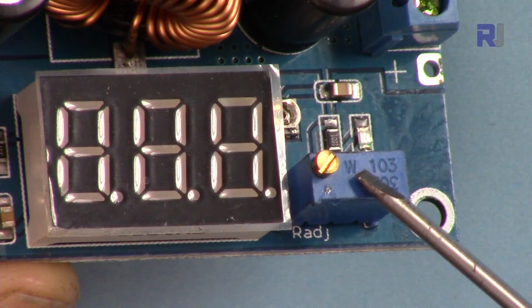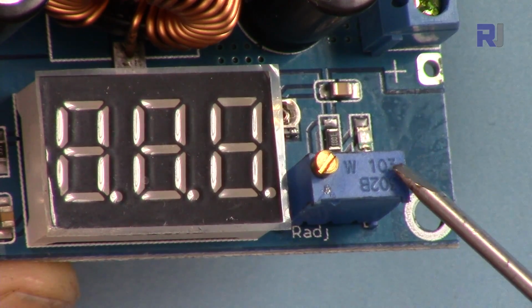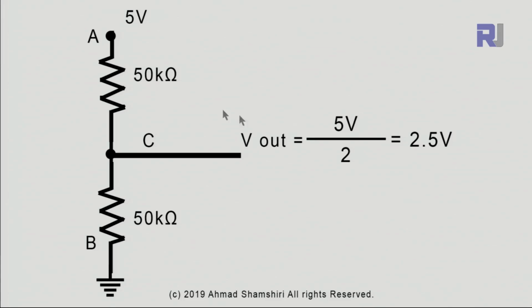And the value for this one is 103. The 3 means three zeros, so this is 10 kilo ohm. So this is an example.